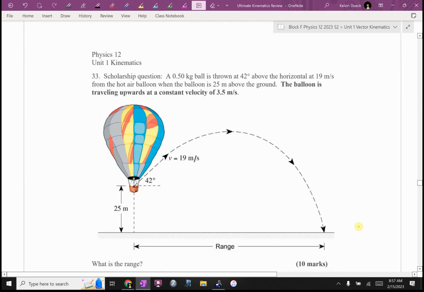What I want to talk about is number 33. Latecomer Daniel, can you read to me the first 2 words of number 33?